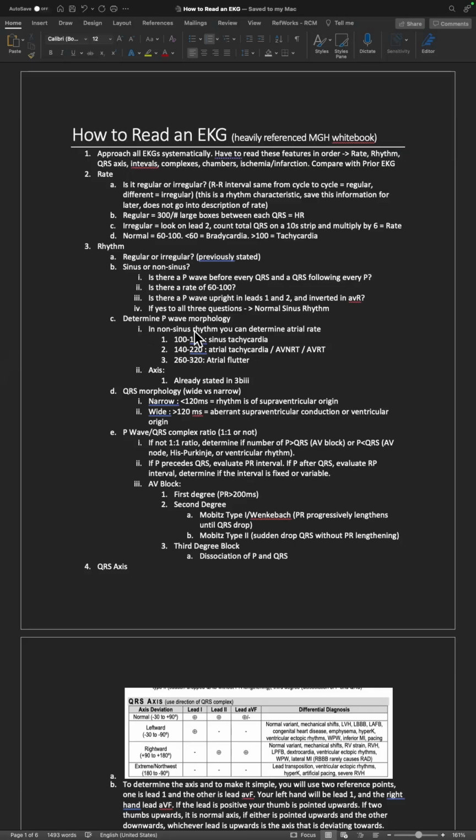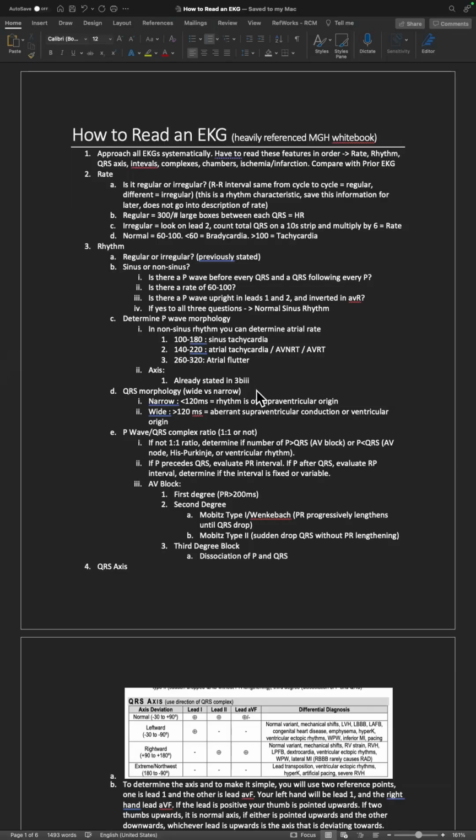And if it's non-sinus rhythm, you can determine the atrial rate. 100 to 180 is sinus tachycardia. 140 to 220 is atrial tachycardia, AVNRT or AVRT. 260 to 320 is atrial flutter. To calculate this, you look at the P to P intervals and you can calculate the atrial rate from that. The next thing is the axis. This is the P wave axis, referring to what was already stated. For that to be normal, the P wave has to be upright in leads 1 and 2 and inverted in AVR.